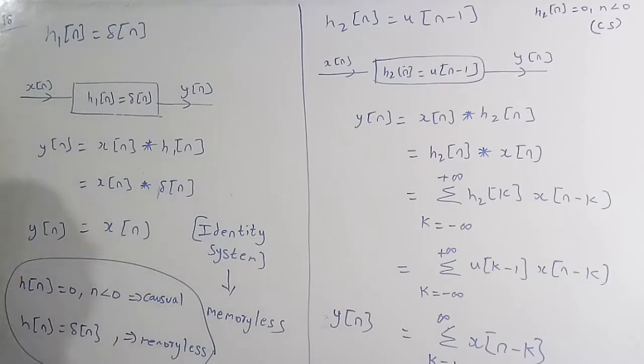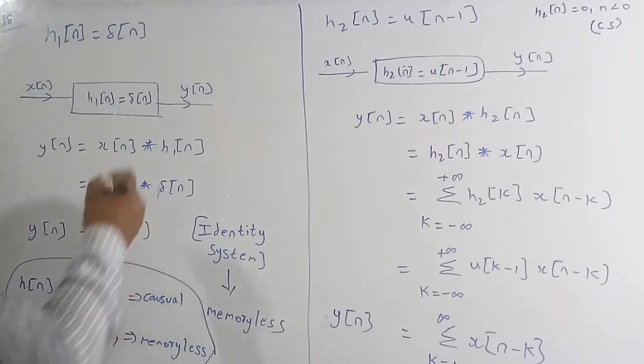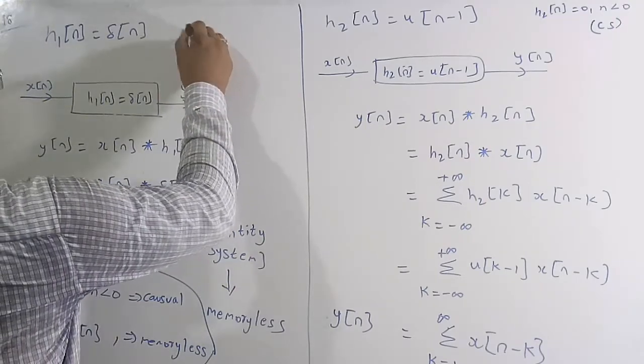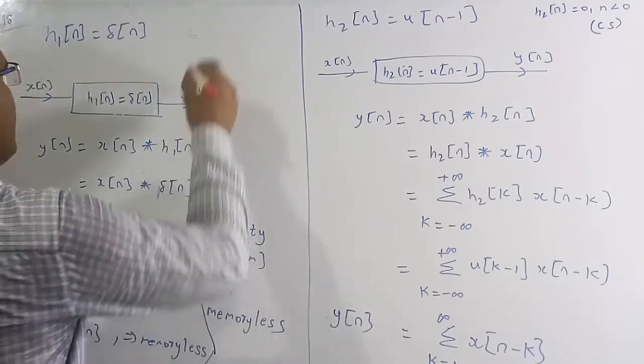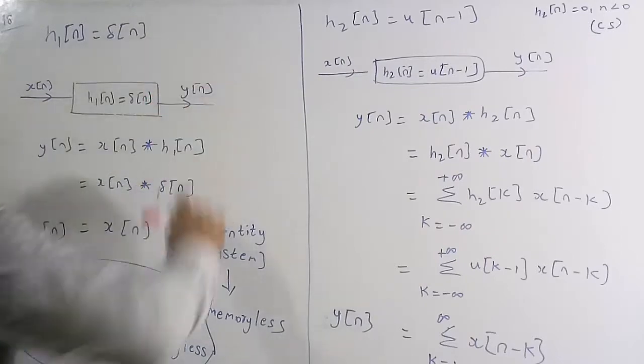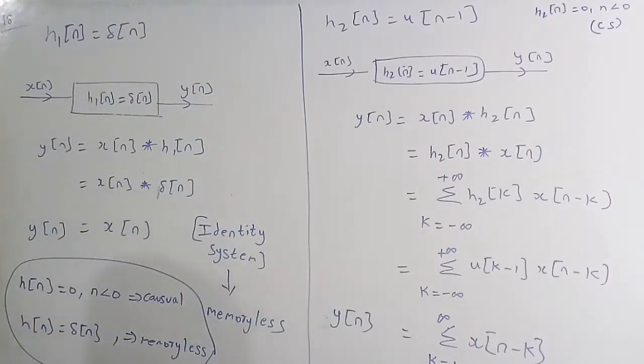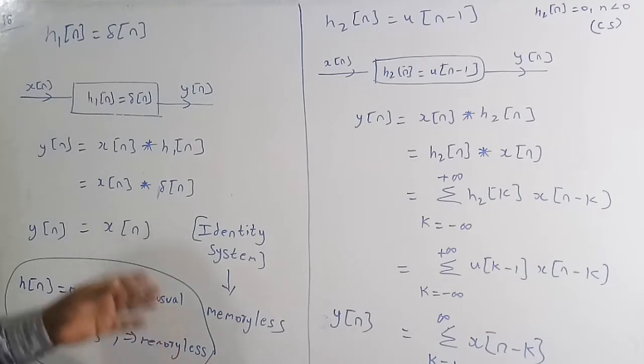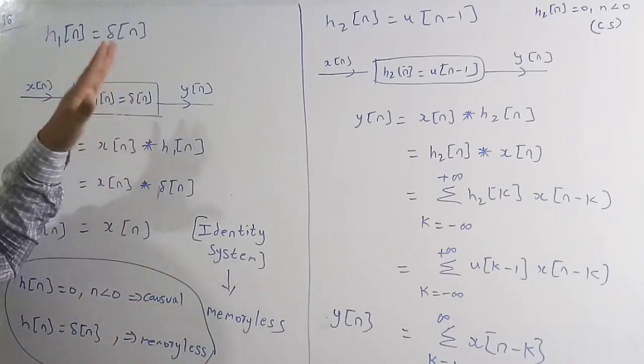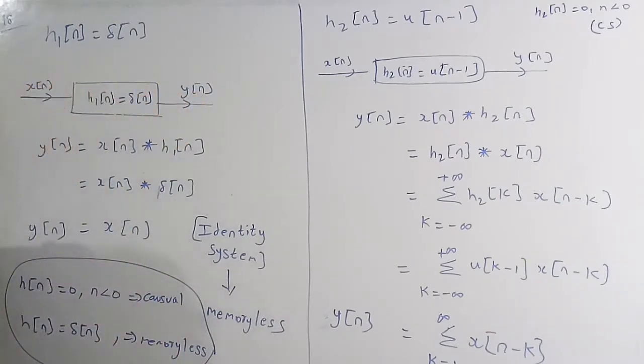Here, first I am going to define causality and also memoryless. For causality, the definition is that a system is said to be causal only if the output is independent of the future inputs. If for any system the output is independent of the future input values, then the system is said to be a causal system.